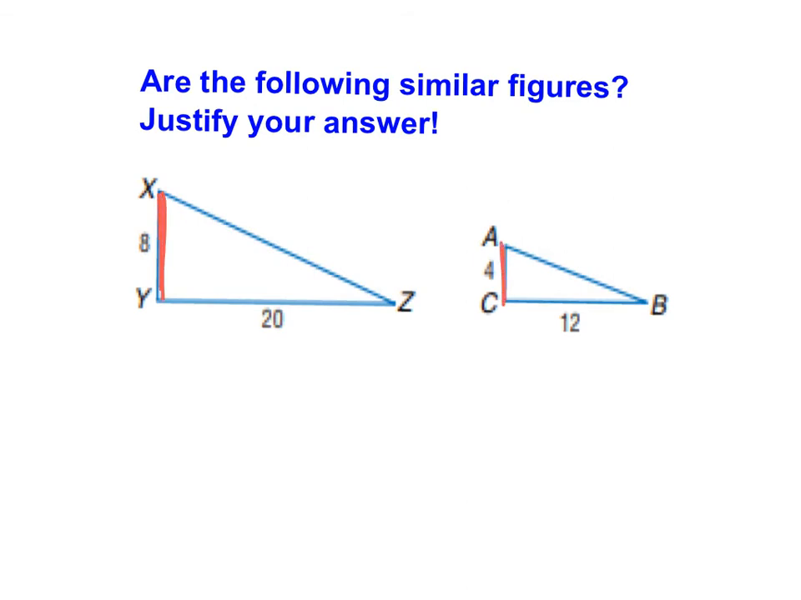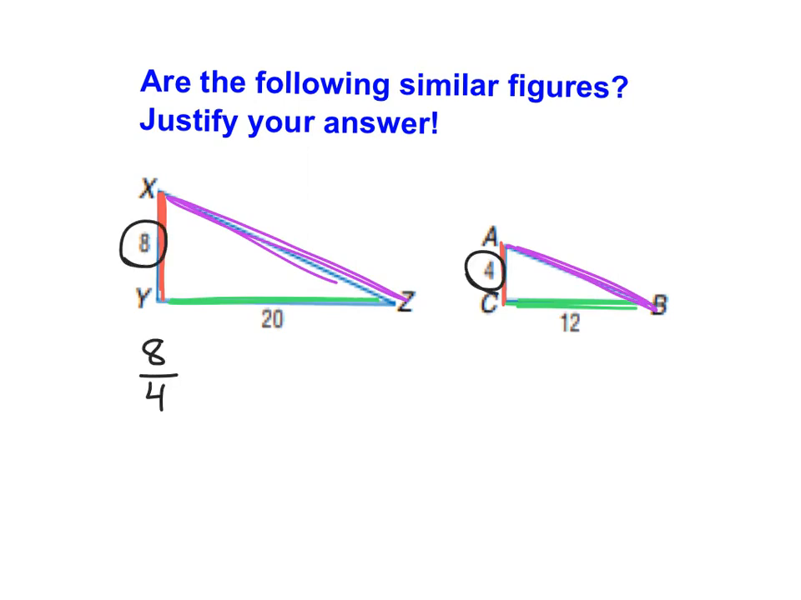So I think that corresponding sides are 8 and 4, 20 and 12, X and Z, and A and B. Those are what I think are corresponding. Now remember, in order to check these, I need to pair up those side lengths and check that they have ratios that are in fact similar. So if we pair up 8 and 4, we have 8 over 4, which simplifies down to 2.